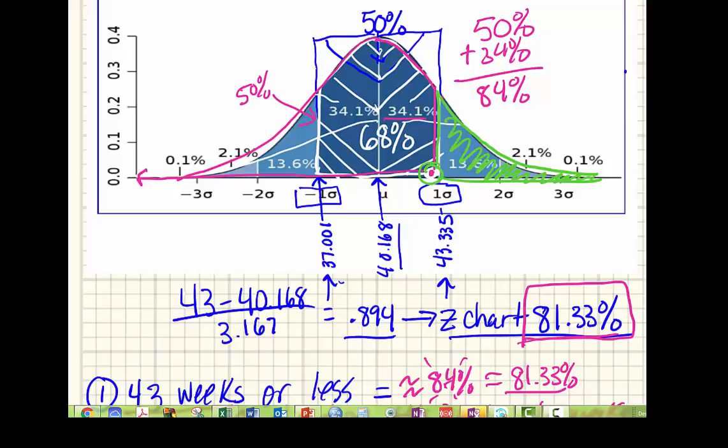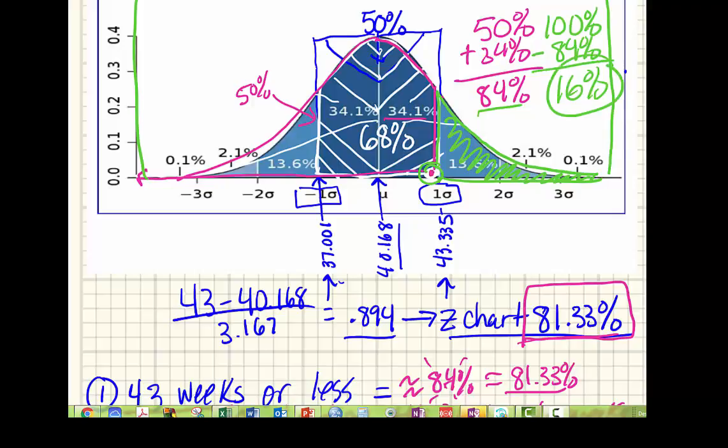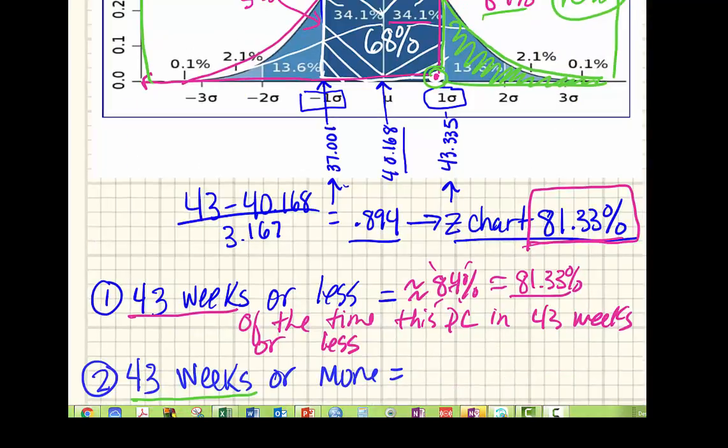So we know that it's not 84%, and this whole thing equals 1, 100%. So it's going to be pretty darn close to 100% minus 84%, which is 16%. But we already know from experience it's not going to be exactly 16% because it's not actually 84%, but it's going to be close. So the way we figure this out is when it says 43 weeks or more, we take 1 minus 0.8133 and we get roughly 19%. We're just going to go with 19%. It's actually 18 point something, but that's close enough.